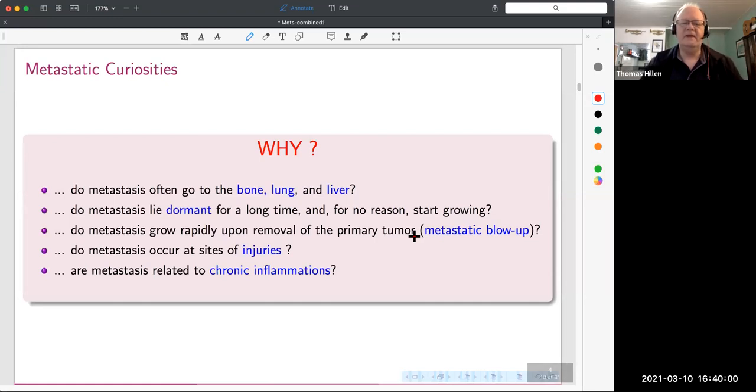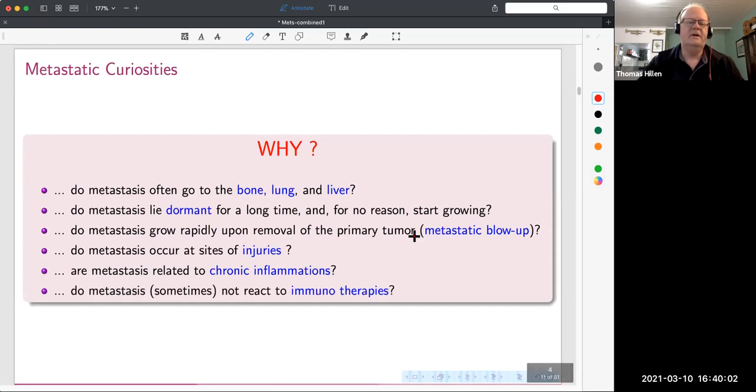Metastases relate to chronic inflammations, for patients who have chronic inflammations. And then metastases, of course, also play a role in immunotherapies, because immunotherapies are meant to find all cancer cells, no matter where they are hiding. And this works sometimes, but sometimes it doesn't. So these three questions are the guiding questions through this talk. In particular, the last three here all have to do with the immune system. Injuries, inflammations, and so on. This has to do with a very active role of the immune system, and I would like to analyze this a bit more.